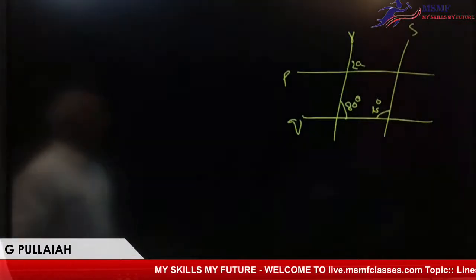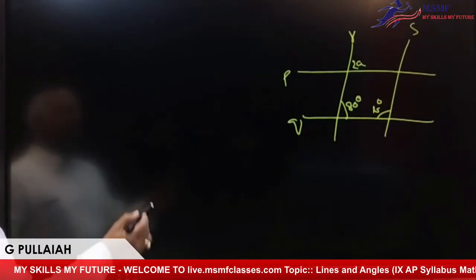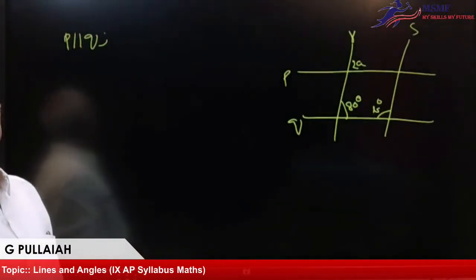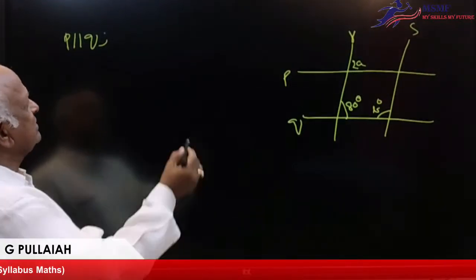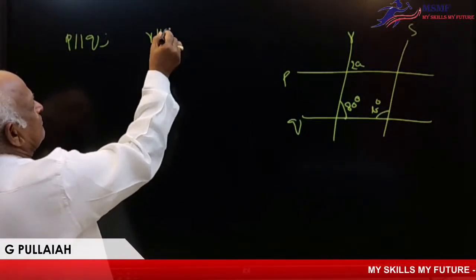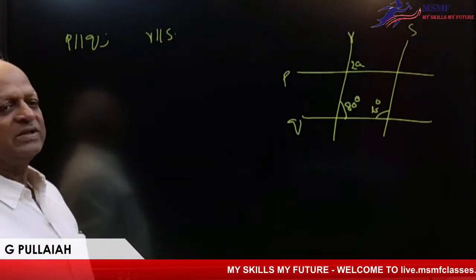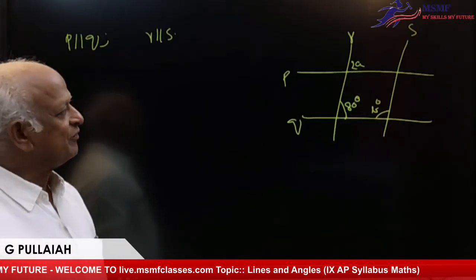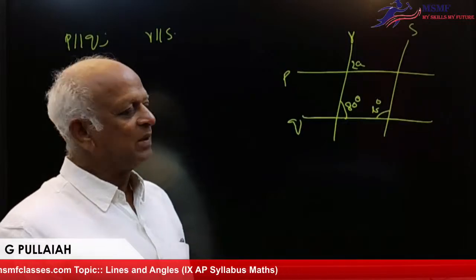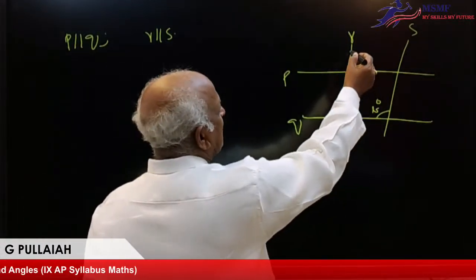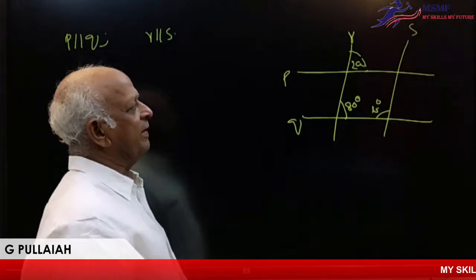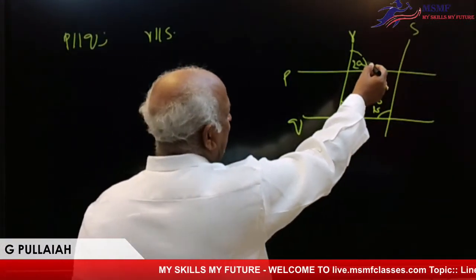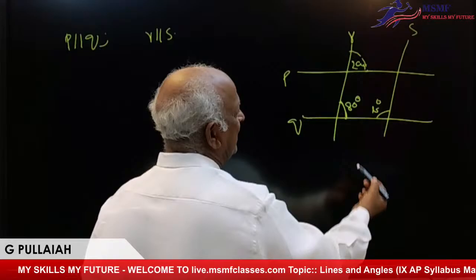So here, in this problem, it is given that P is parallel to Q. It is also given that R is parallel to S. Now we are asked to find the value of A and B. Observe A. So here, the angle is 2A. If this is 2A and this is the corresponding angle to this 80 degrees.